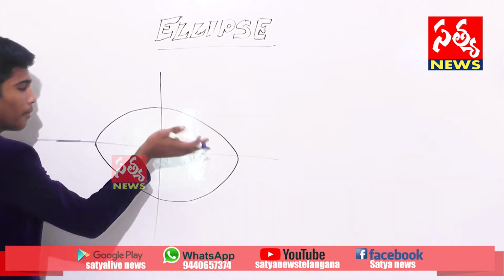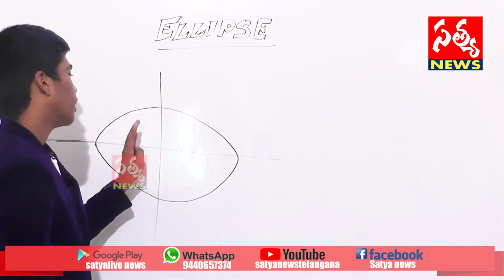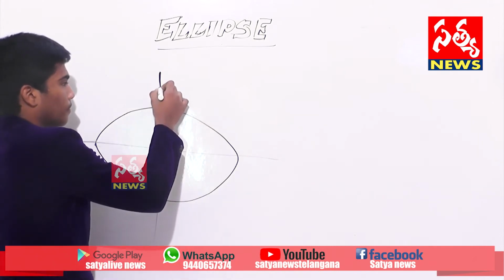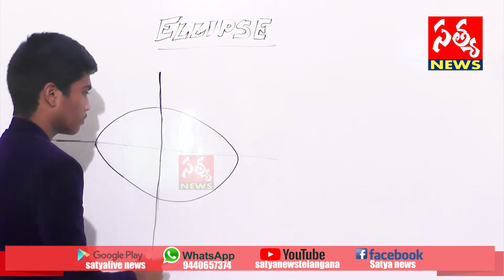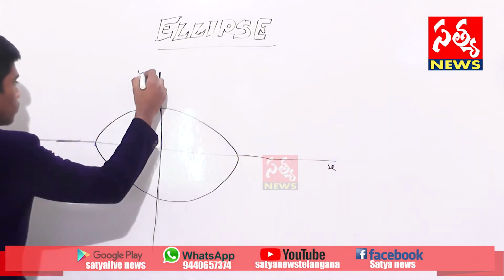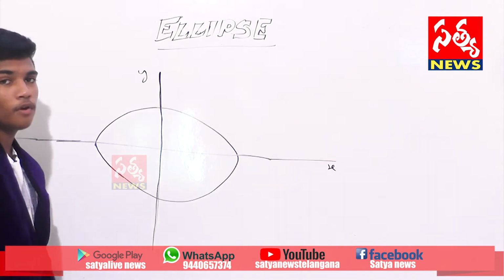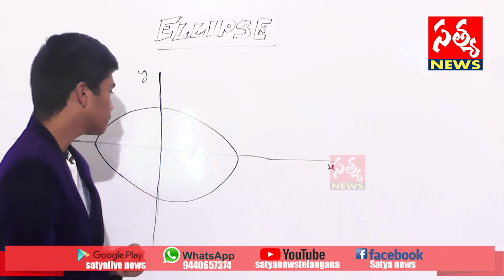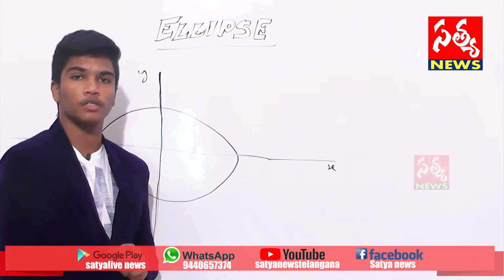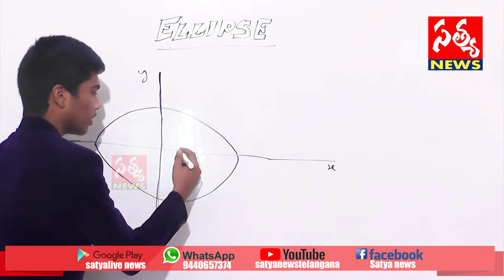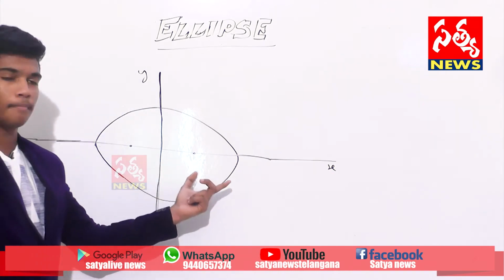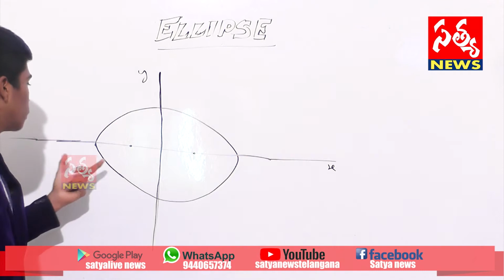See, the area above the x-axis and below the x-axis are same, and the area left to the y-axis and right to the y-axis are same. See, x-axis, this is y-axis. First of all, let's learn the terminology. Generally, a circle and a parabola consist of only one focus, but here an ellipse consists of two foci. One is to the positive x-axis side and the other is to the negative x-axis side.